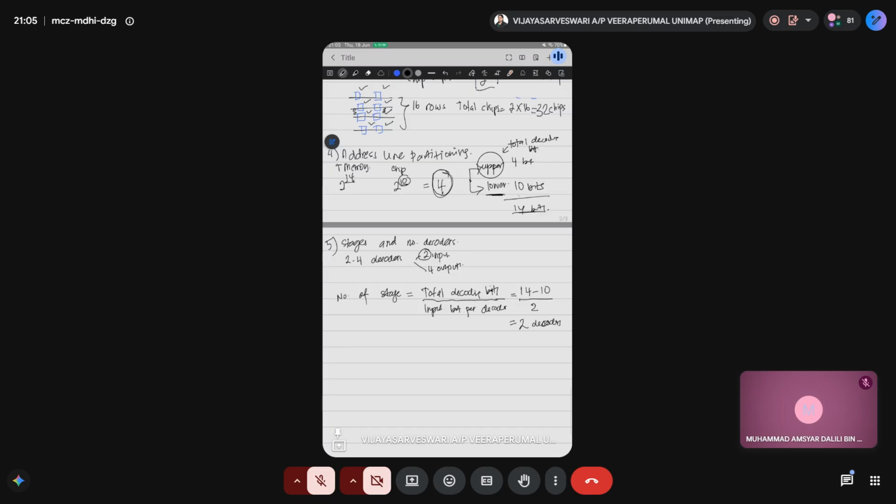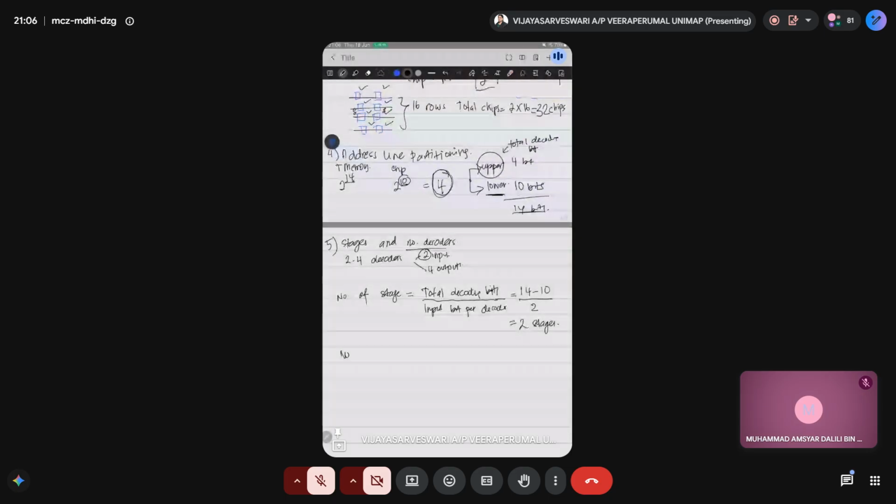Let us start: 22 minus 14, divided by 2. So 14 minus 10 divided by 14. You divide by 2, you will get 2. So it's 2. Okay, so two, sorry, it is not a single-stage decoder. It is two stages. You need two stages. So how do you want to find the number of decoders now?